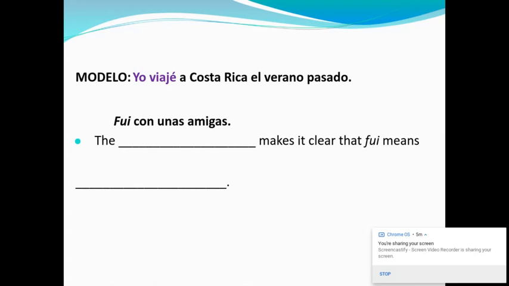Yo viajé a Costa Rica el verano pasado. We know viajé comes from the verb viajar, which means to travel. So the model is telling us, I traveled to Costa Rica last summer. Fui con unas amigas. The context makes it clear that fui means what? If we're saying, yo fui con unas amigas, I went with some friends. So the context is going to tell you, is it ir or is it ser?